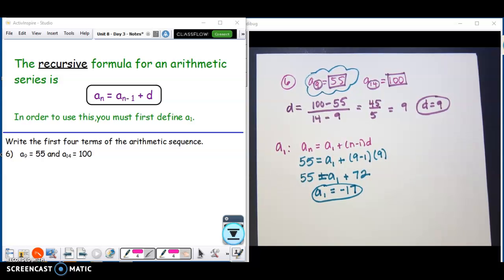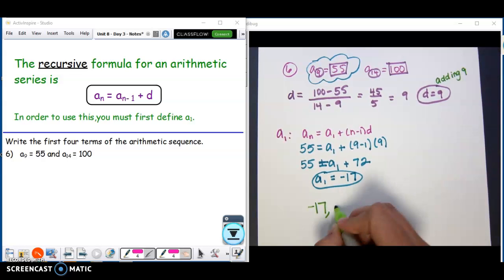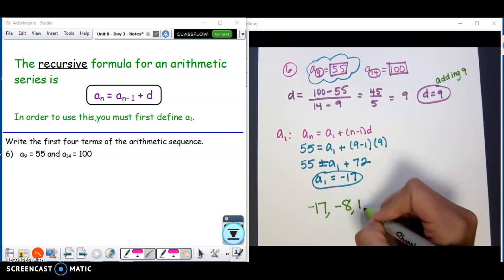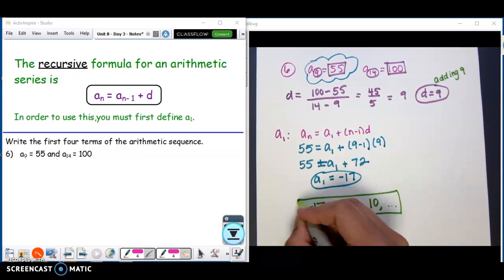Okay, it says write the first 4 terms. So the first term we know now is negative 17. And we know the pattern here. Because the common difference is 9, that means we're adding 9 each time. So if we do negative 17 plus 9, we're going to get negative 8. Add another 9, we get 1. Add another 9, we get 10. Okay, so we are adding 9 each time here. So this would be the first 4 terms.